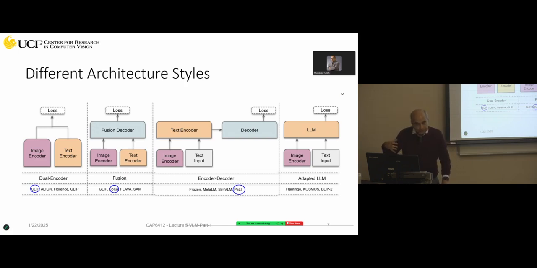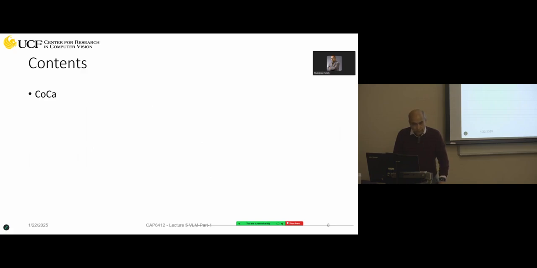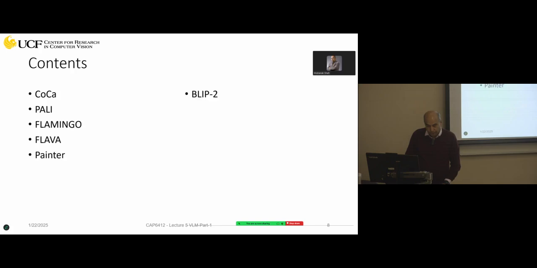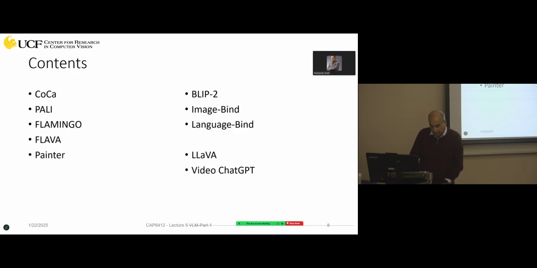And we'll basically adopt LLMs to take input as an image and text, and we can do a visual language model. Flamingo is one example of that, or BLIP-2 is another one. Okay, so I'm going to talk about CoCa, which is basically contrastive and captioning. That's what CoCa stands for. It has both of these. Captioning is the generative part. Others include PaLI, Flamingo, FLAVA, Painter, BLIP-2, ImageBind, LanguageBind, LLaVA, Video-ChatGPT, and so on.